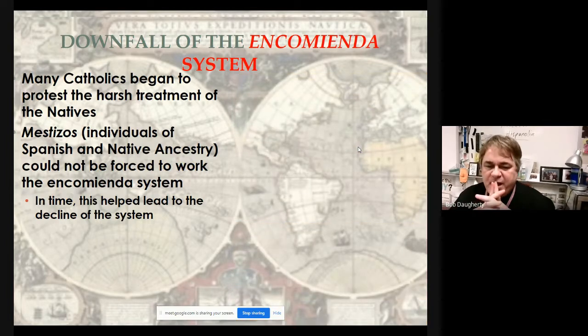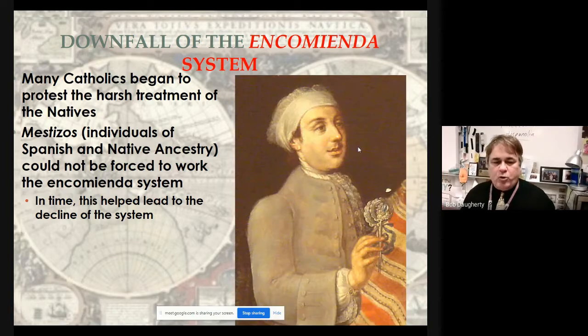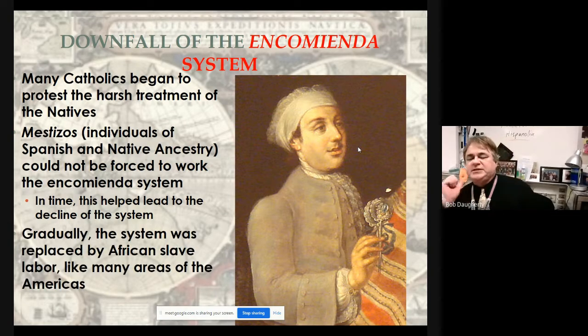Sorry. But in time, y'all, this is going to lead to the decline of the system. The Indians that didn't intermarry, a lot of them died out by disease or by forced labor, and the others basically couldn't work in the encomienda system. And so gradually, y'all, there he is. He finally appears. Gradually, the system is going to be replaced by African slave labor.